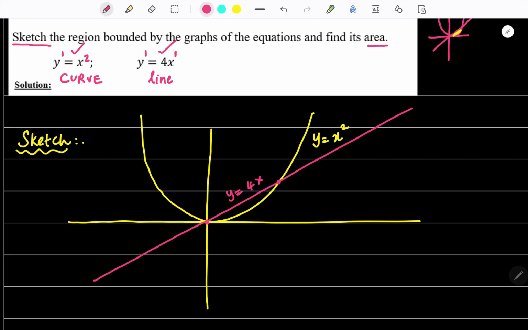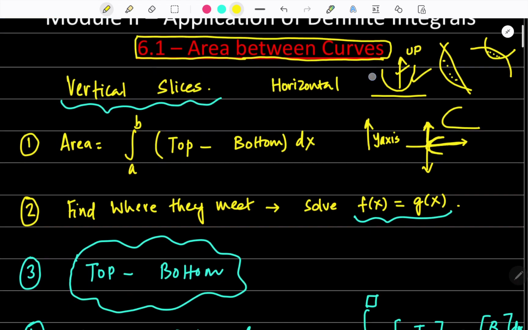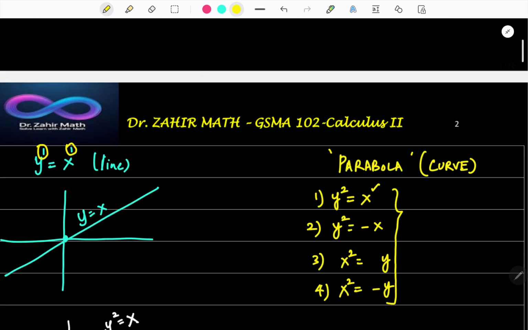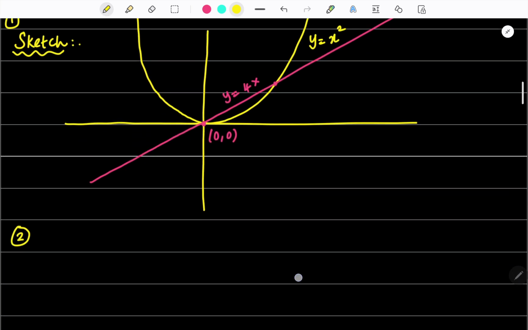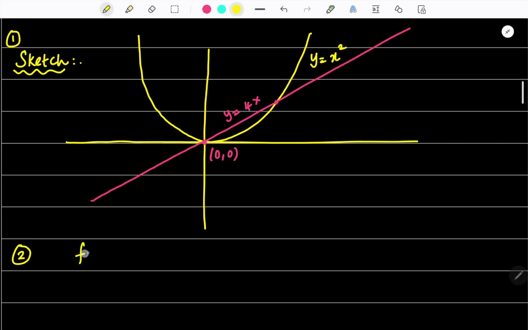So I should know the points. This point is very clear. It's 0, 0. So let us find the points of intersection. Okay. So this is step number 1. Now step number 2. What did I say in step number 2? Let me go back here. Step number 2 is find where they meet. Solve f of x is equal to g of x. Right. So we are going to find f of x equals g of x.